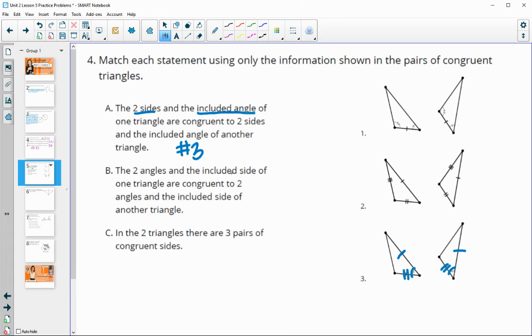B says 2 angles and the included side. So we're looking for 2 angles and the included side in one triangle, congruent to 2 angles and the included side in another. That's represented in diagram number 1. And then C has 2 triangles where there are 3 pairs of congruent sides, and we see that in number 2.